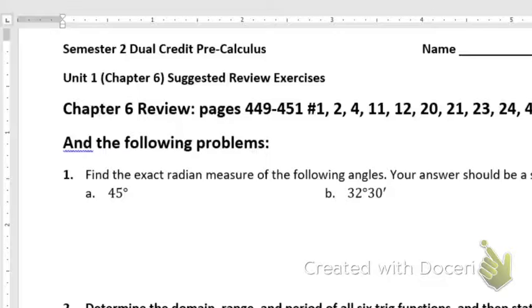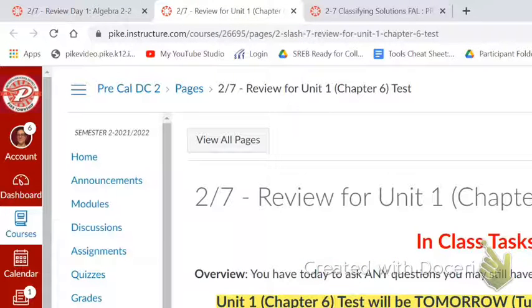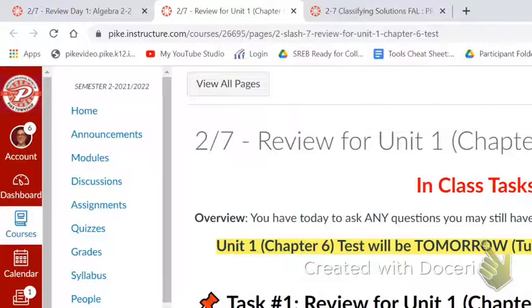So I'm going to show you guys where this is, especially if you didn't have me last semester, because you might not be familiar with how I set the Canvas pages up on these things. So on my Canvas page, here's our today page.